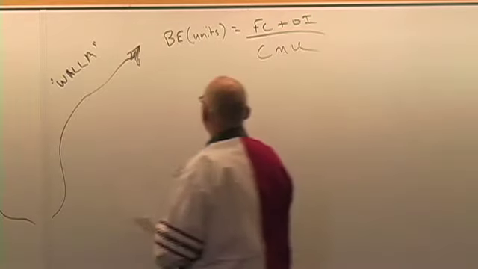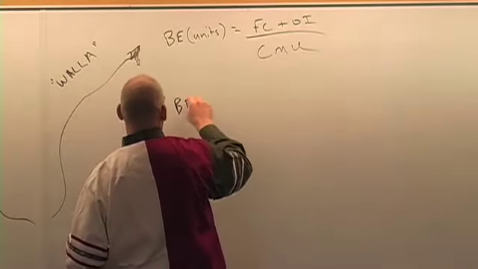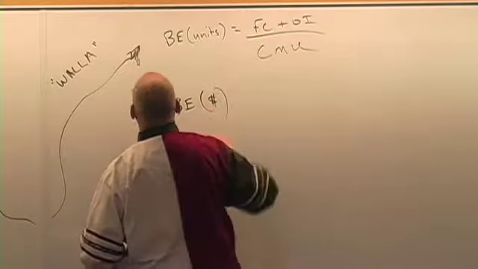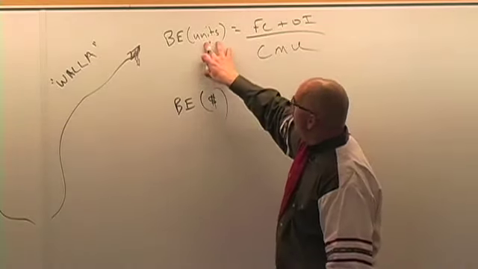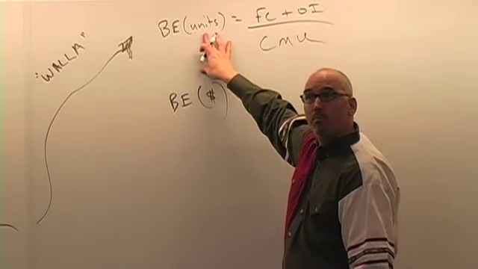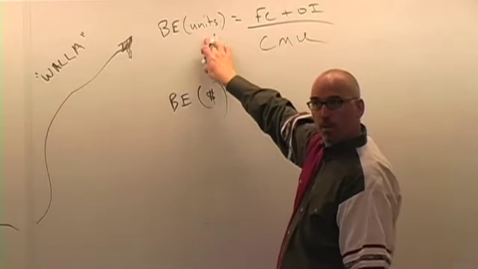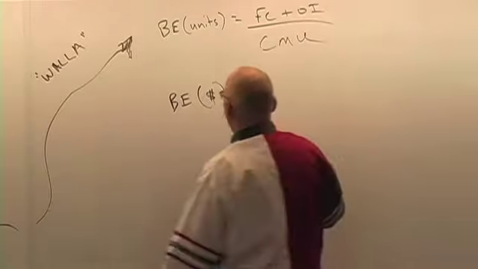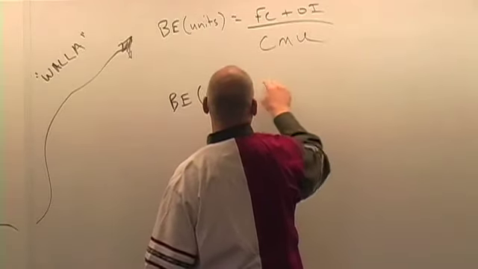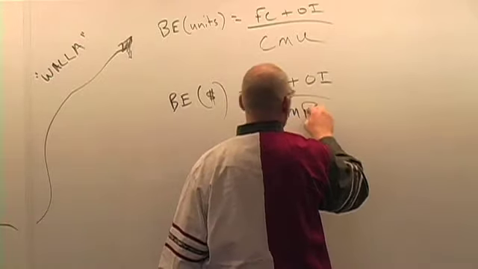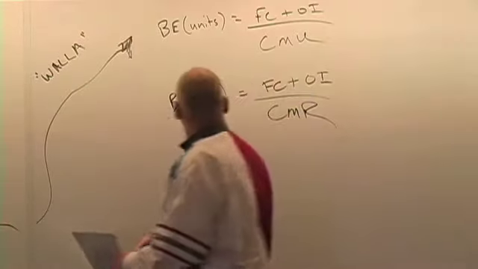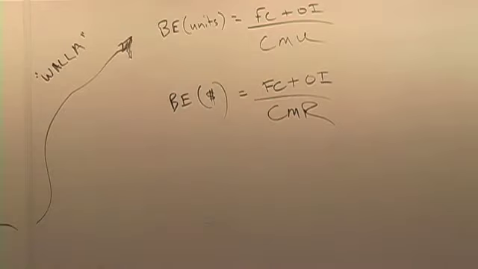I have a question. The X that you're referring to is volume? Absolutely. So this is units, volume. Break even in volume, or break even in units, okay? And break even in dollars equals fixed cost plus operating income over contribution margin ratio. Okay, so there we've got two formulas.